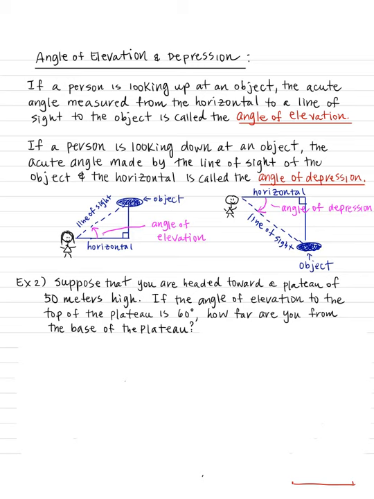Now, if a person is looking down at an object, the acute angle made by the line of sight to the object and the horizontal is called the angle of depression. Again, I drew a picture, and basically you have a horizontal line on the top, and then you're looking down towards the object.